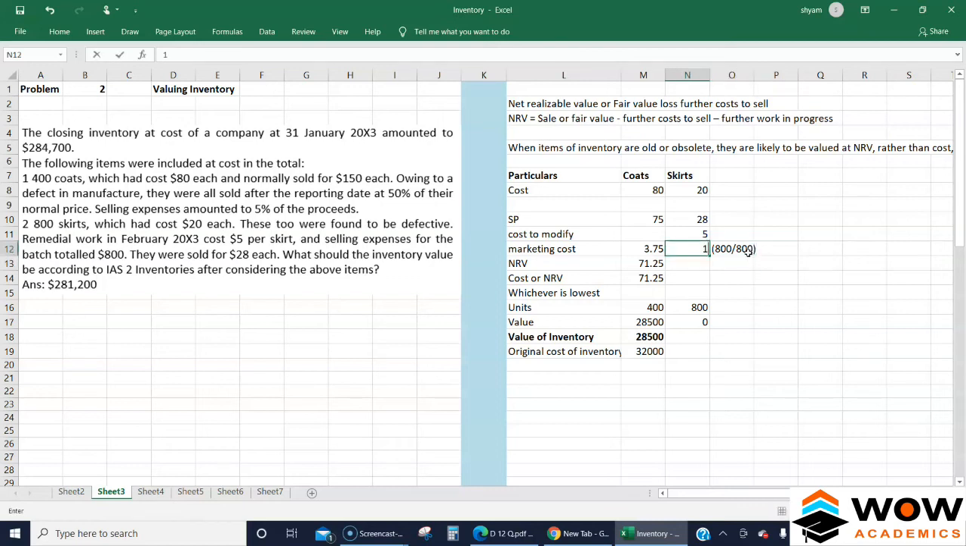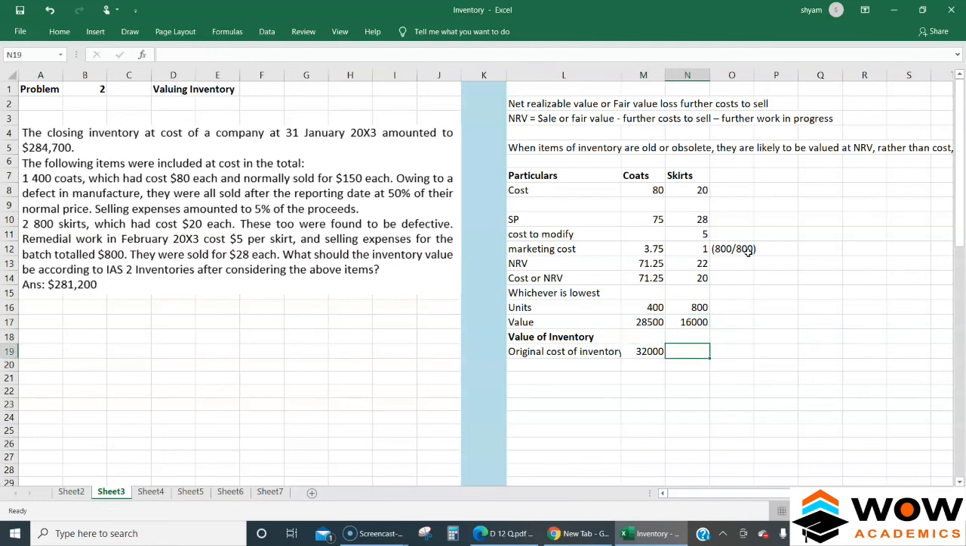So I think now it's quite easy. You can just copy the formula. So it's 22. Whichever is lower, the lower is already the cost. The cost is already lower, so we don't have to worry much about that number.